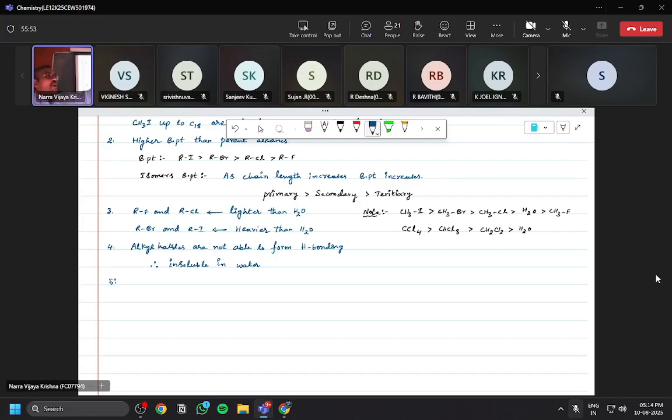That liquid is called Lassaigne's extract. Now take a drop of that Lassaigne's extract and add silver nitrate. If we get a white precipitate, which is soluble in ammonium hydroxide, it is chloride. Yellow precipitate, sparingly soluble in ammonium hydroxide, bromide. Yellow precipitate, insoluble in ammonium hydroxide, iodide. Right? Lassaigne's extract test, already we have seen. Now one more test we are seeing, the Beilstein test.